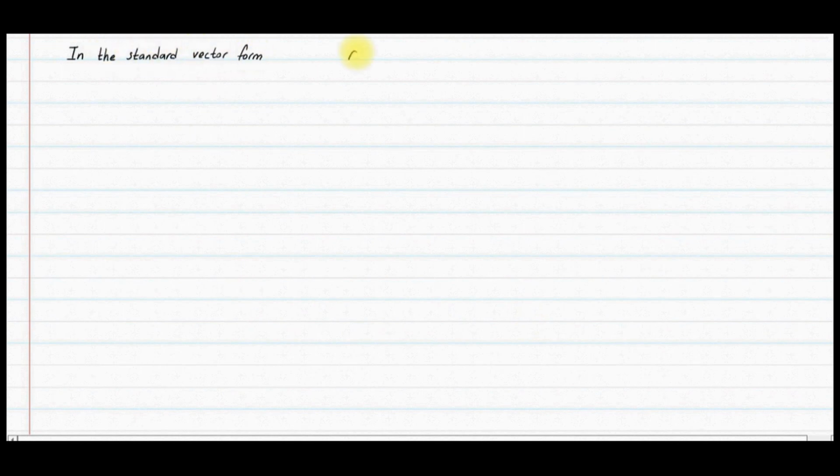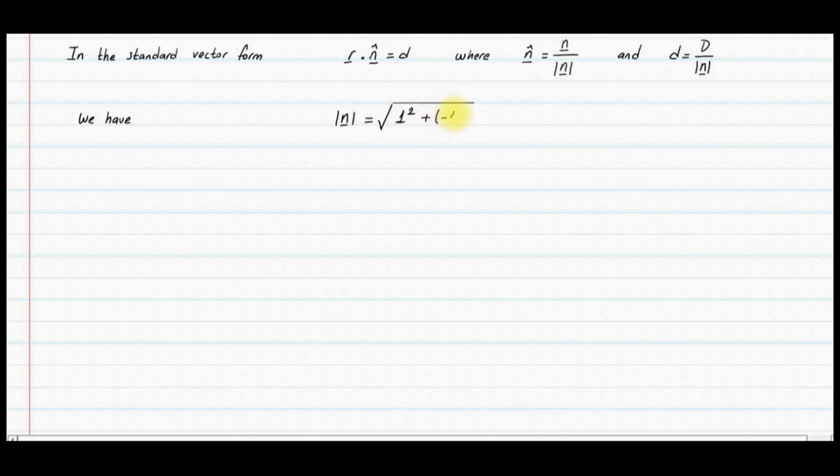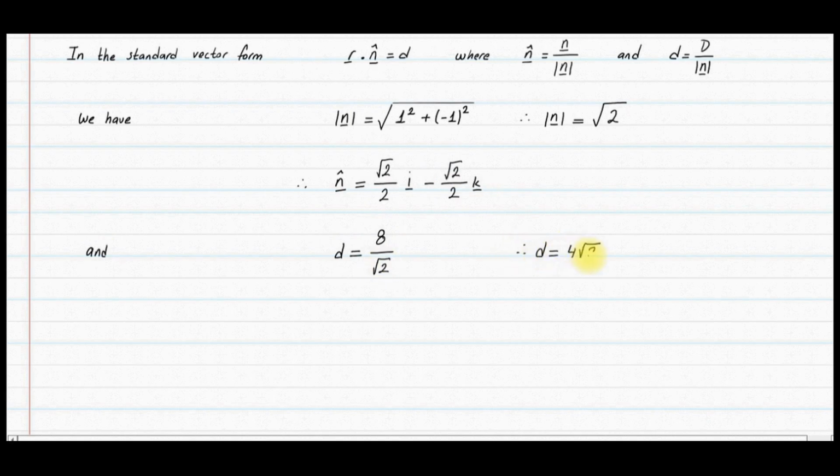In the standard vector form, the scalar product of the vectors r and n hat equals the lowercase d. We have the absolute value of the vector n equals the square root of 1 squared plus negative 1 squared. Therefore, the absolute value of the vector n is equal to square root of 2. The vector n hat is equal to square root of 2 over 2 i minus square root of 2 over 2 k. The lowercase d is equal to 8 over square root of 2. Therefore, the lowercase d is equal to 4 times square root of 2.